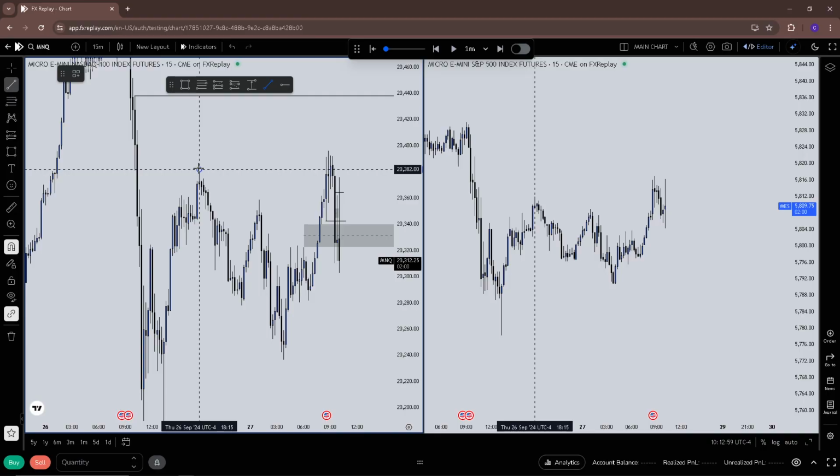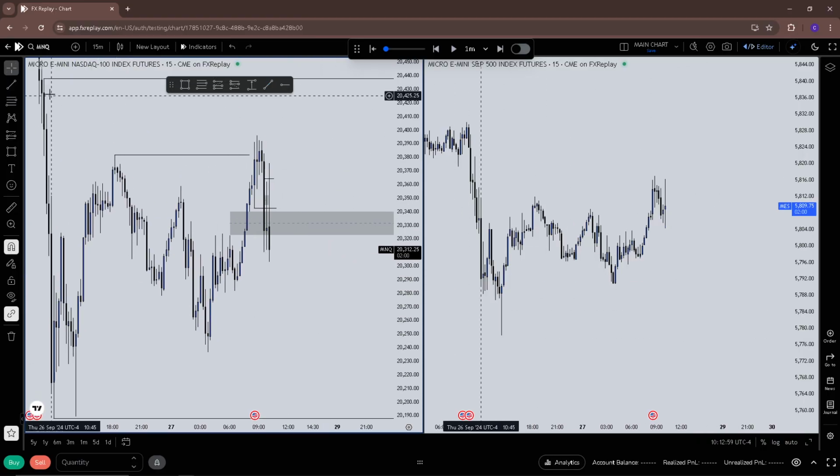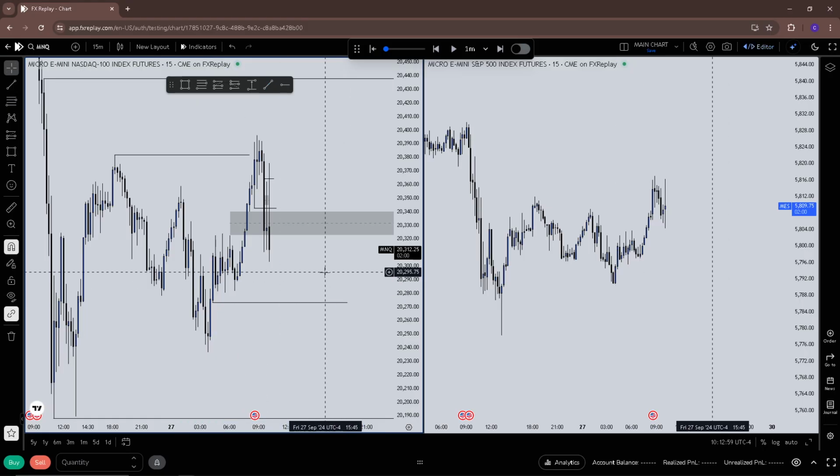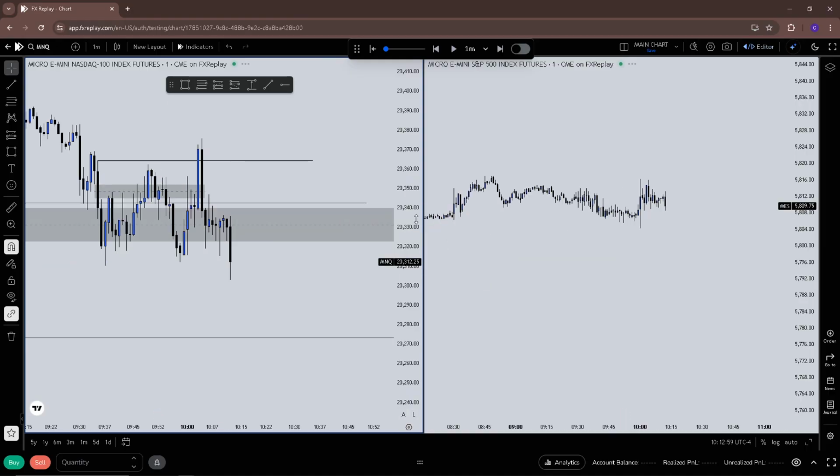So I guess I could have seen that we did just sweep out this high. And then we might want it to come lower and come into the unfilled 15-minute. It's a good draw on liquidity. Delivery off this 5-minute.